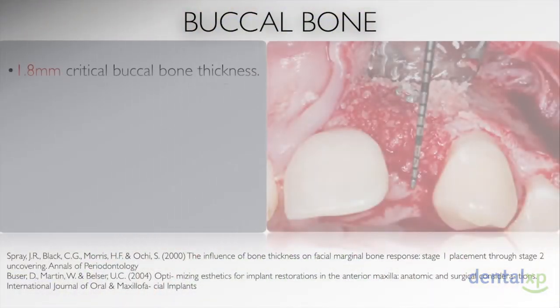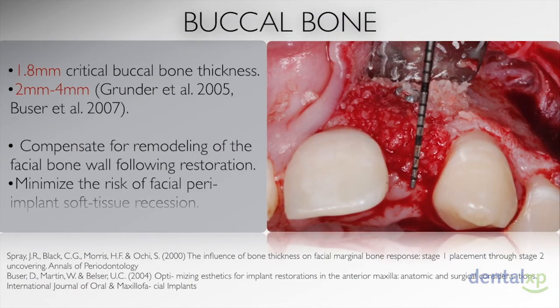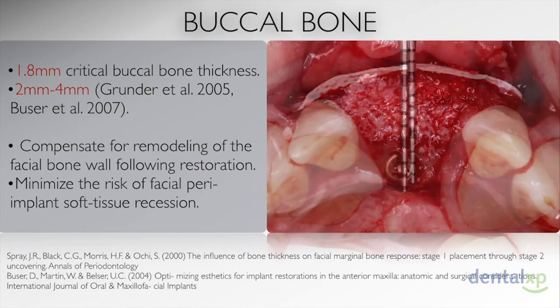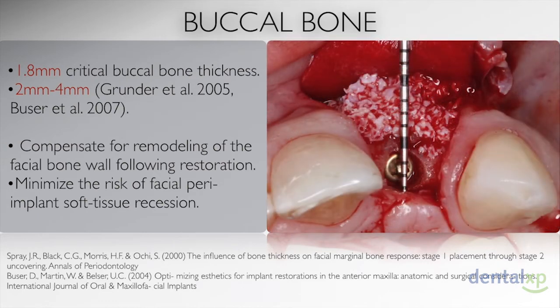So how much bone is enough? Spray in 2000 examined the amount of buccal bone remodeling following implant placement at the time of second stage uncovering, and he concluded that if the bone buccal to the implant was 1.8 millimeters or more, there was minimal to no resorption of that bone following implant placement.